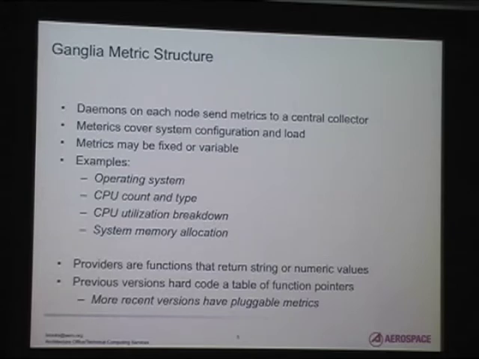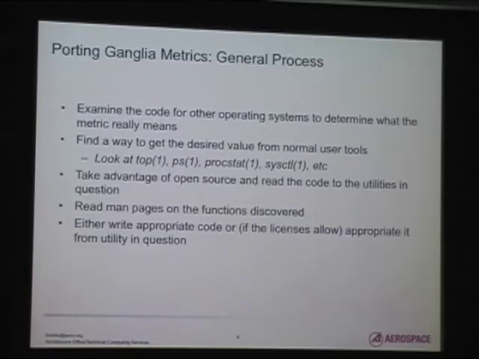What Ganglia does is it reports a number of different metrics about a host. Some of these are fixed, like what operating system is it, or what system architecture. In other cases, they're dynamic, and those are the more interesting ones, things like CPU utilization, memory allocation, potentially temperature, although that's not a standard metric. And most of the built-in providers for things like how many CPUs do you have are compiled in, and they just simply report a string or a numeric value. More recent versions of Ganglia also support plugins with, say, a Python interface, although I'm not going to really talk about those in detail. That didn't require any porting.